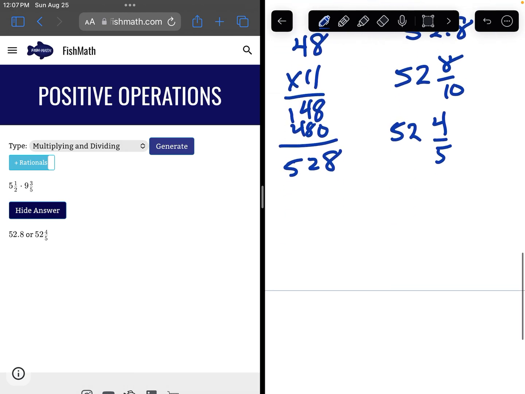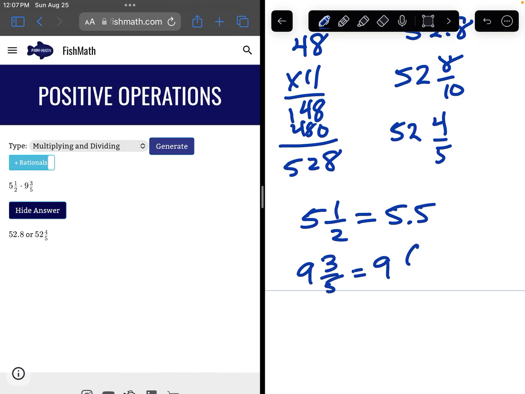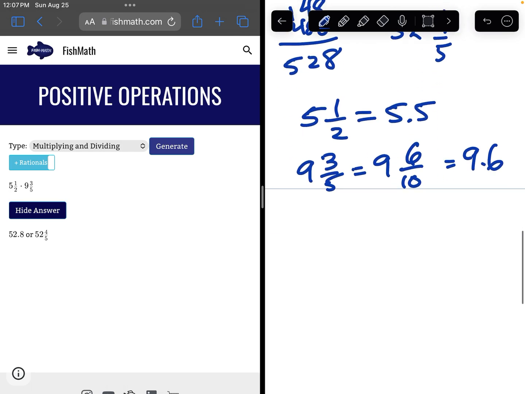Let's try decimals. So 5 1/2 is 5.5, because a half is 0.5. 9 3/5 is 9 6/10, which is 9.6. So now let's multiply those. So 5.5 times 9.6. You actually don't need to worry about lining up the decimals when you're multiplying. You do need to line up the decimals when you're adding and subtracting. So we're going to multiply these as if they're just no decimals at all.